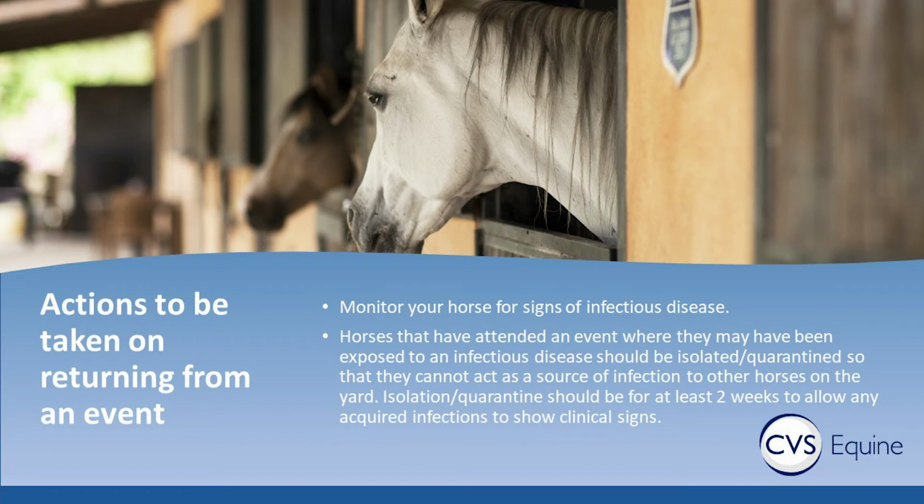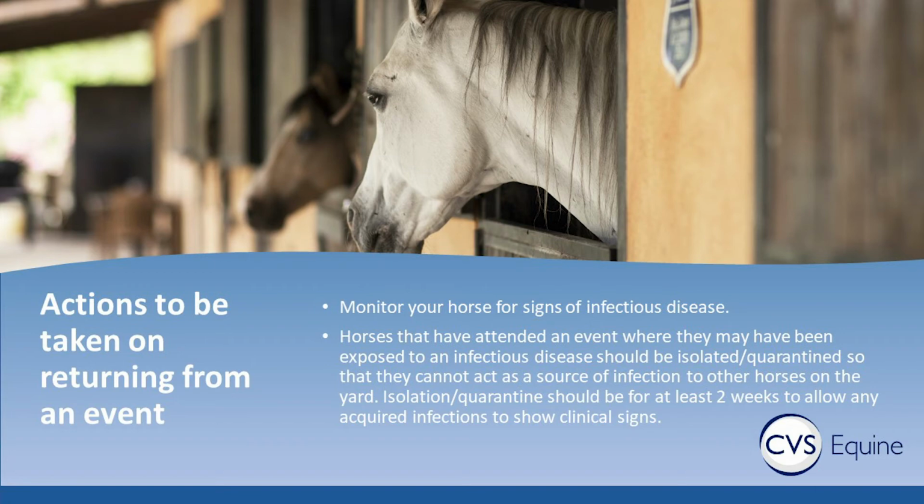When returning from an event, it is important to monitor your horse for any of the signs previously described. Horses that have attended an event where they might have been exposed to an infectious disease should be isolated or at least put in quarantine so that they cannot act as a source of infection to other horses in the yard. Any isolation or quarantine should be for at least 2 weeks to allow any acquired infections to show their clinical signs.